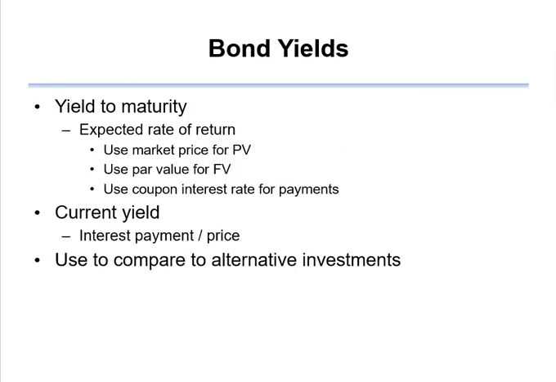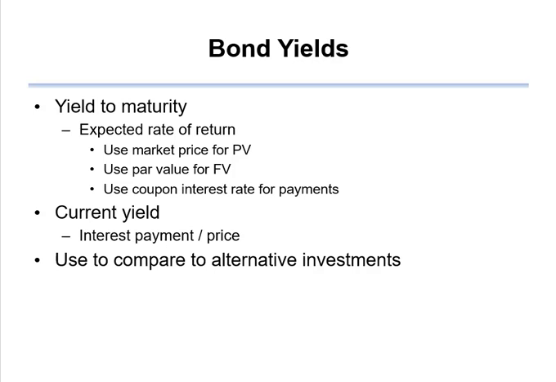Now, bond yields. There's two ways in which the term yield is used. One is yield to maturity. That's the present value, the expected rate of return. So we're going to, in Excel, use a rate calculation. It's the expected rate of return of the cash flows.